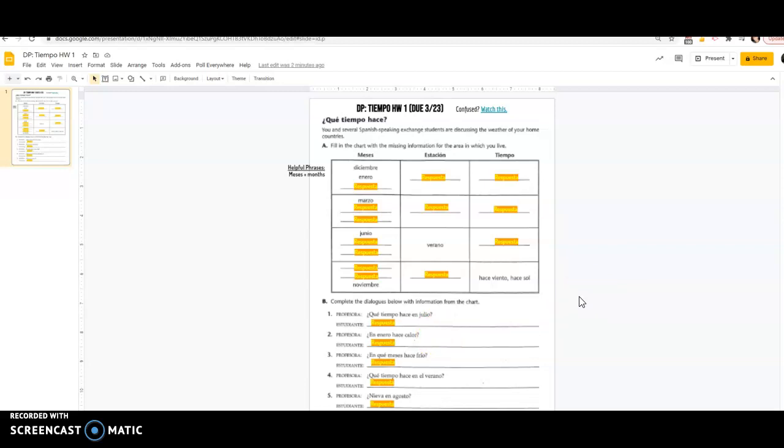Think about it. It's probably hot. It's probably nice out. So you can choose anything like that. Hace buen tiempo or something like that. So go through and read these questions, use this, and get this filled in. Bueno.